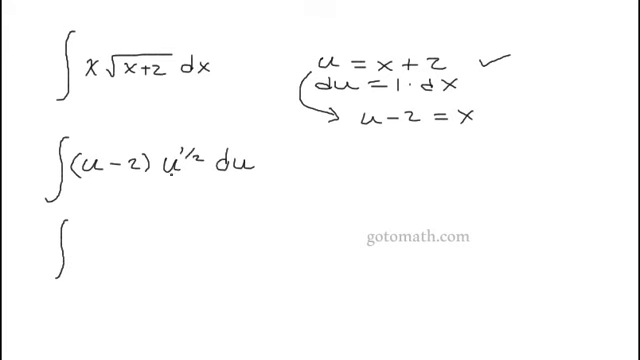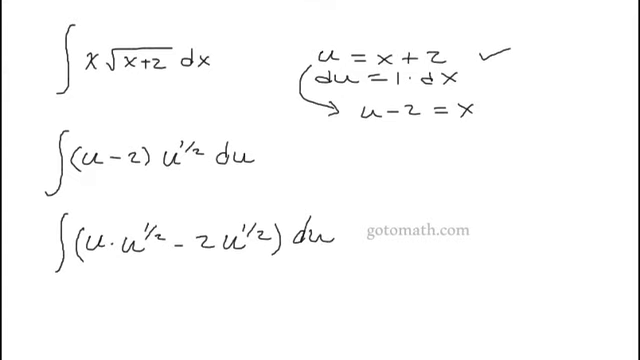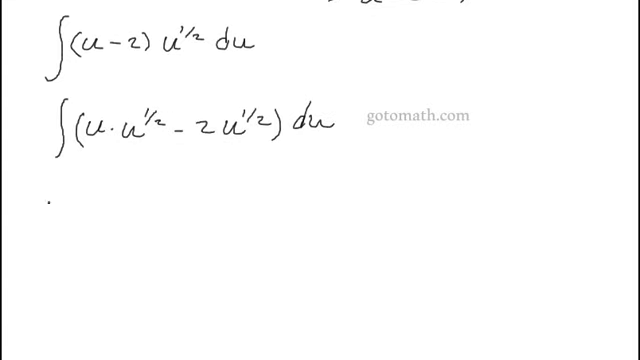Now I'm going to go ahead and distribute this u across inside the parentheses. So we have u times u to the half minus 2 times u to the half. Let's put parentheses around all this, and then times du. But we still want to clean it up a little bit before we actually do any calculus. I should be writing equal signs here. We have 1 plus a half, so this becomes u to the 3 halves minus 2u to the half, and then du.